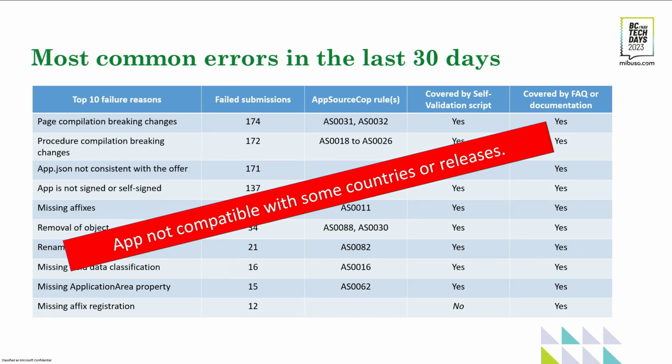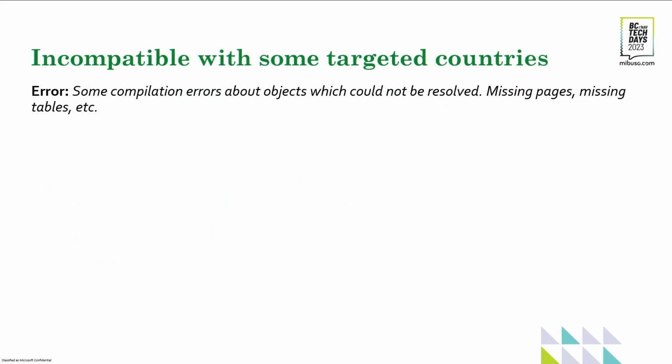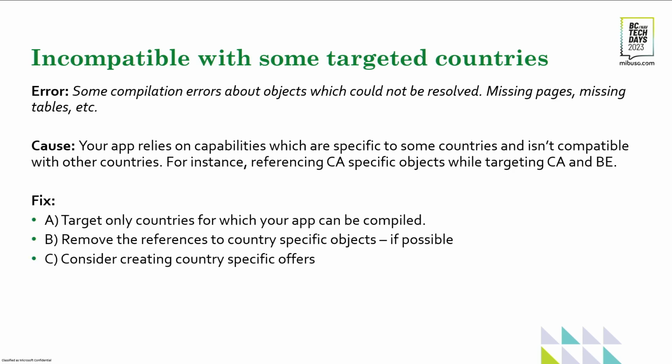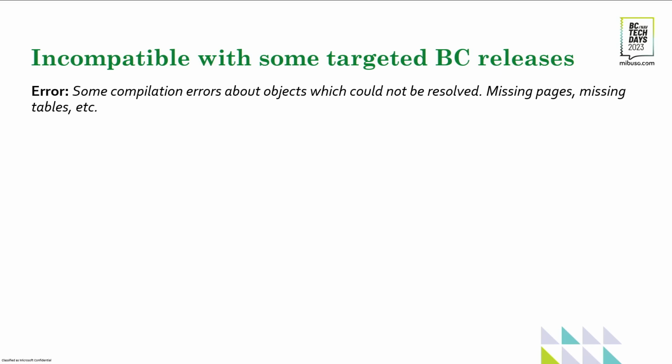The other thing that we've seen pretty often, and that was not covered in those numbers, are apps that are not compatible with all the countries or all the releases targeted in the submission. And for this, you would get errors where some objects are not resolved, some missing pages, some missing tables, and so on. We've seen an example before. If you have an extension that depends on objects that are specific to Canada, you cannot go to Belgium, and then you have different approaches there. You can either only target the countries that you're actually compatible with. You can decide to remove reference to all the country-specific objects, or you can consider to have duplicated offers with duplicated code. There are different ways around it.